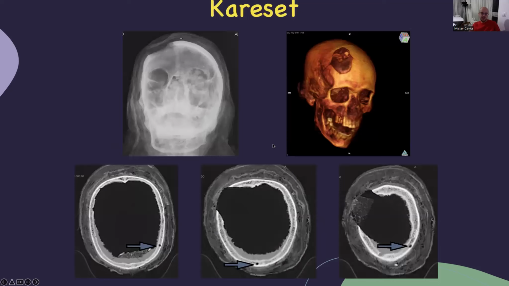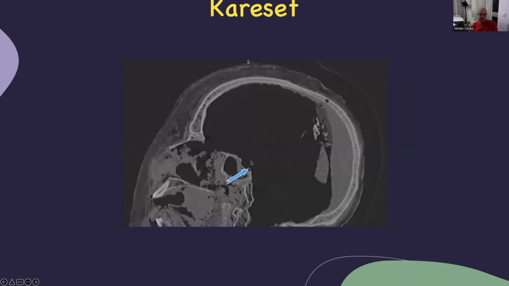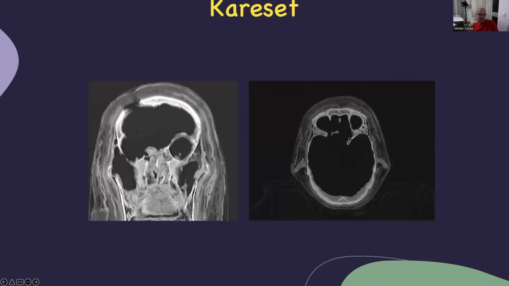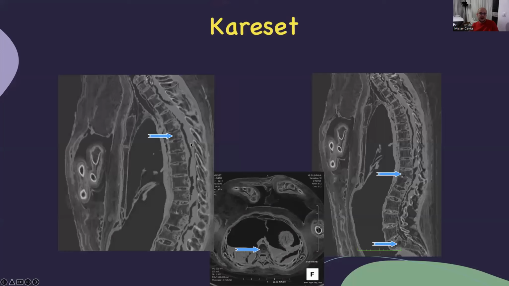And we can now focus on these lithic lesions. Okay, so we can see one big lithic lesion on the skull, and we can see other smaller lithic lesions here on the occipital bone. Then we can see the destruction of Sella turcica, Turkish saddle, which is the saddle for the hypophysis. We can see the destruction of orbital wall if we compare left to the right one, and we can see lithic lesions throughout the spine.